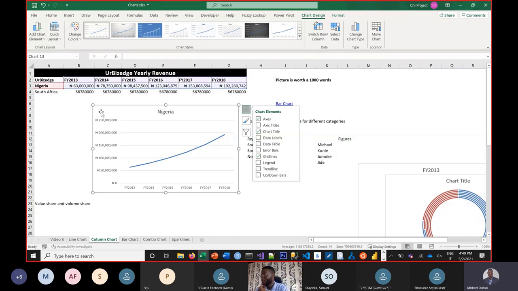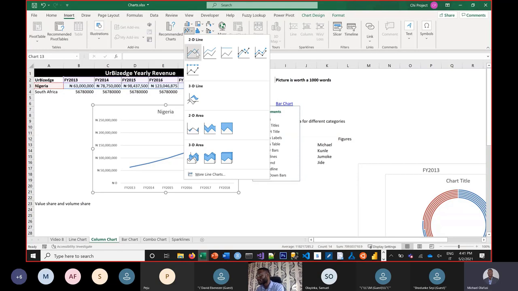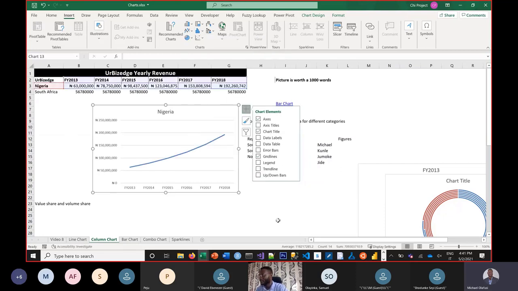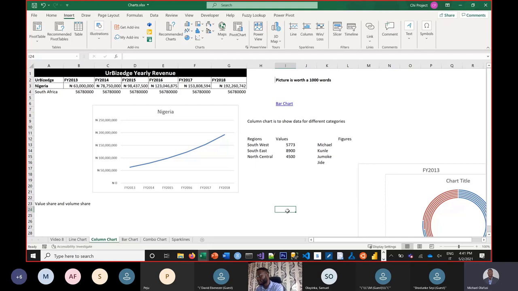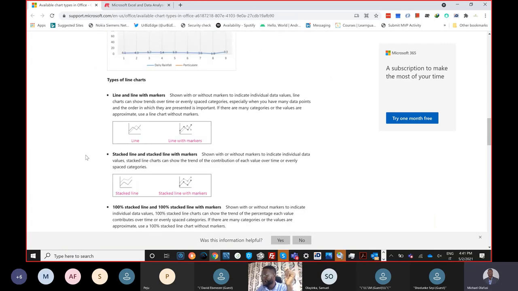So this is line chart. I'm not going to repeat all what I've said here. Equally, I'm not going to repeat what I've said about these options. Clustered, stacked, and 100% stacked is the same as everything I've said. Control C, Control V. So I move on to the next chart. The key thing is understanding that line is for trend, okay?